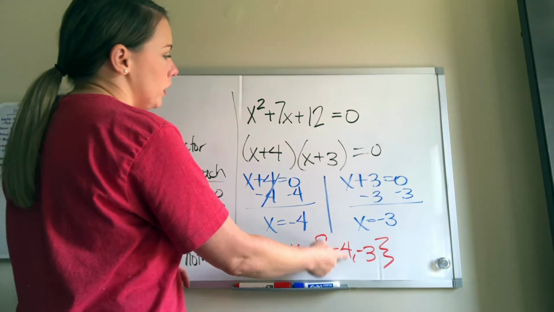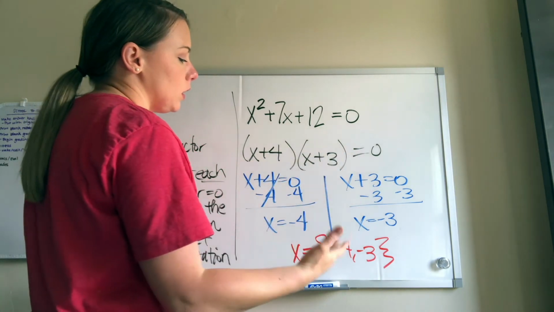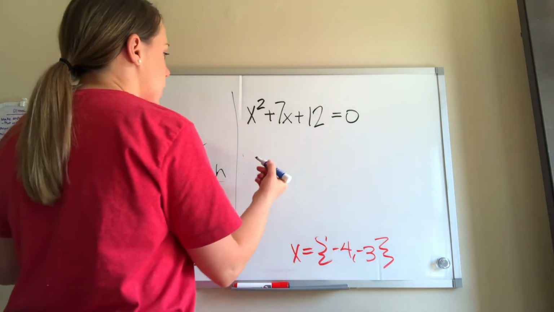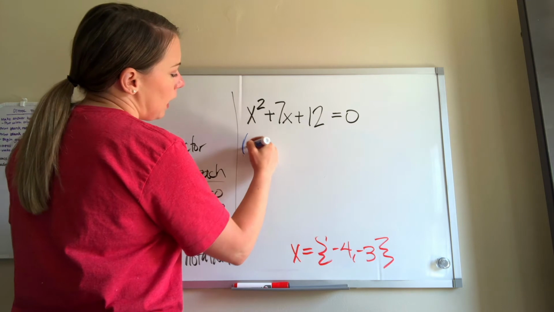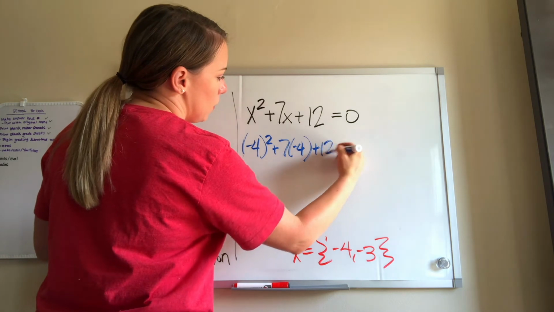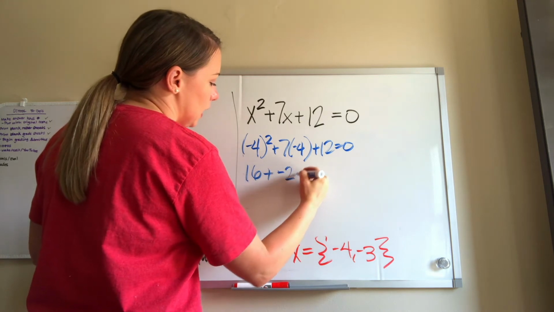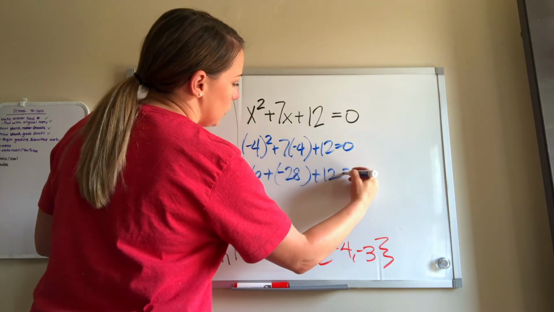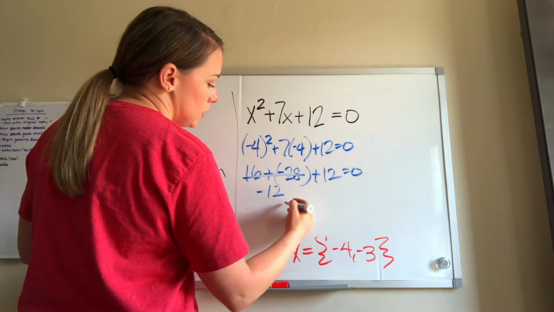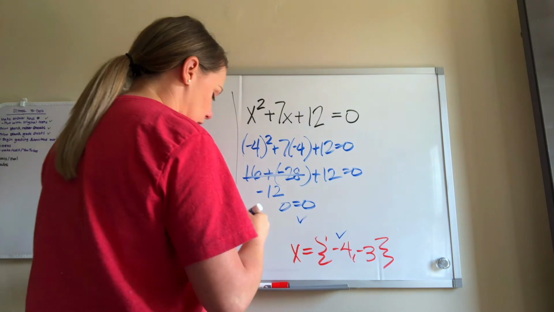I'm going to take -4 and plug it into this equation. If I get 0 is equal to 0, then I'm good. Same with if I plug -3 in. All right, so I'm going to plug these in just to make sure you're good to go. So I'm going to check -4 first. So I would have -4 squared plus 7 times -4 plus 12 should be equal to 0. So I'd have 16 plus -28 plus 12 equal to 0. Right here, I would have -12. -12 plus 12 is equal to 0. So I'd get 0 is equal to 0, and I'm good. So -4 checks out.